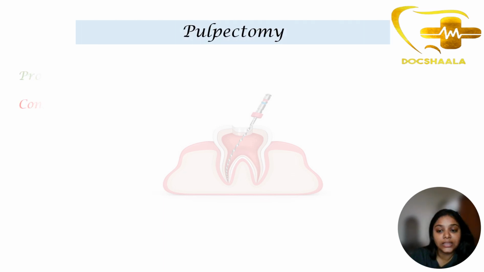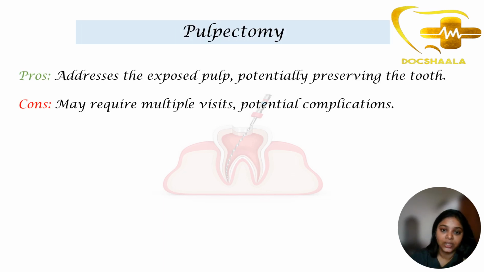Then the third option is pulpectomy. What it does is we remove the pulp, then we have to generate the apex of the tooth, mostly because it is a 5-year-old child. So the pros will be that the exposed pulp will be removed and addressed, and the tooth will be preserved, right? The cons are that it may require multiple visits, and potential complications are present.